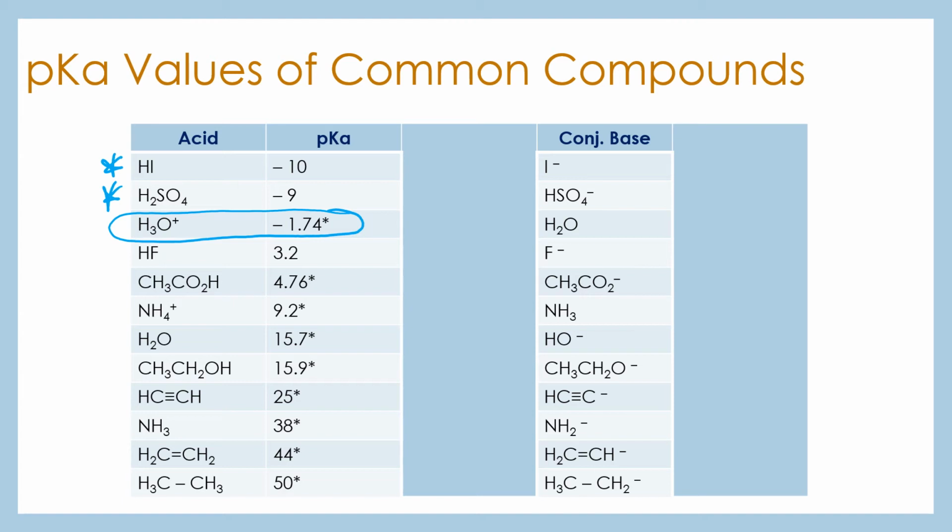This table also has a list of the conjugate bases. The conjugate base of hydroiodic acid is iodide. You can also look down here and see the conjugate bases of some organic compounds. It is actually possible to deprotonate something that has a proton that is not very acidic at all. You just have to have a super strong base to do it.